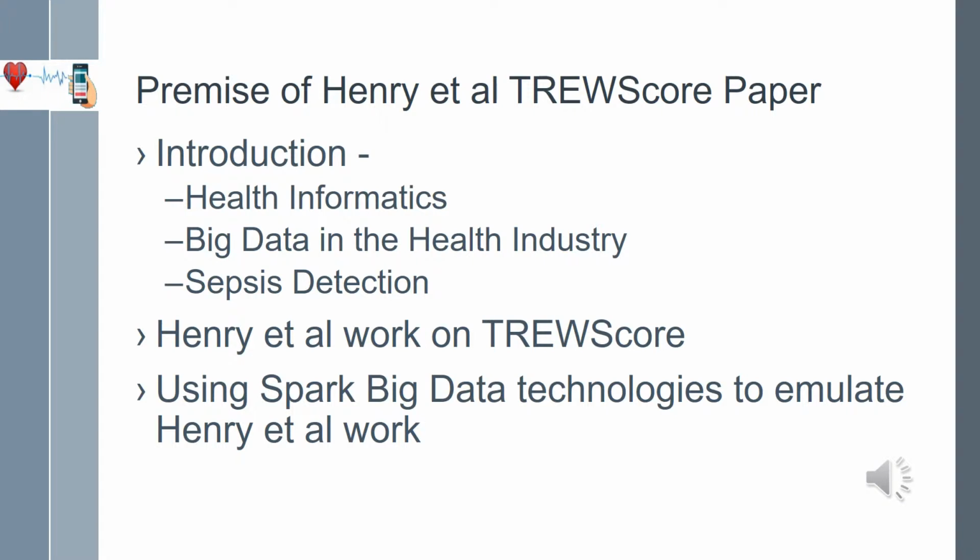Henry used MIMIC2 data to build a Cox proportional hazards model using a continuous input window. Ours simplifies that to a point-in-time classification model where we use many of the same input features from the MIMIC3 data.